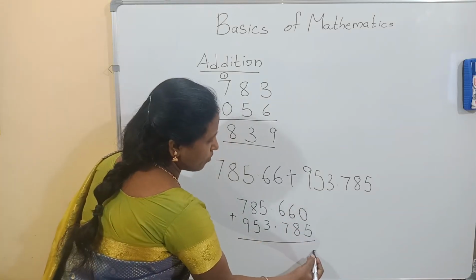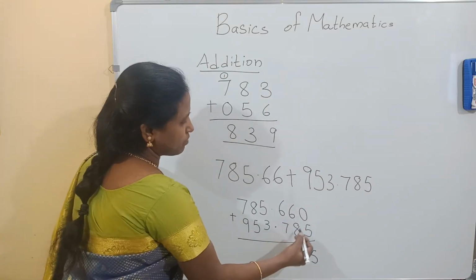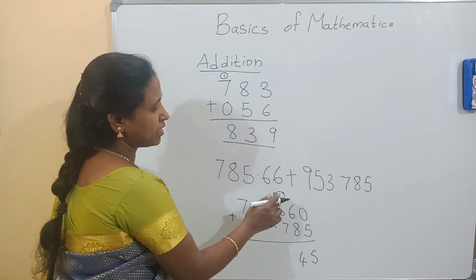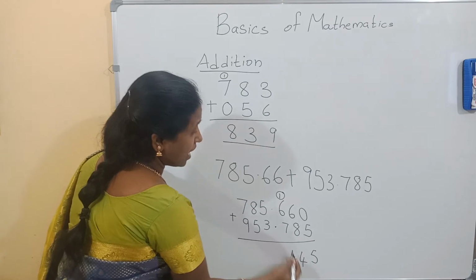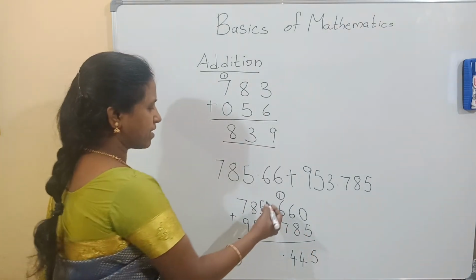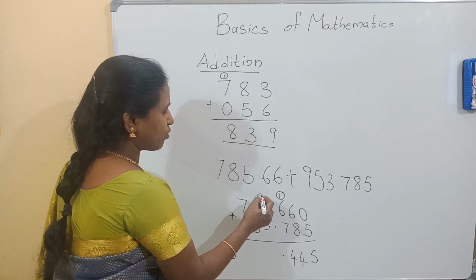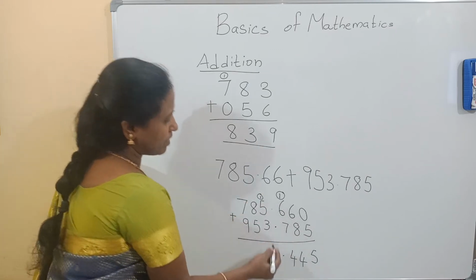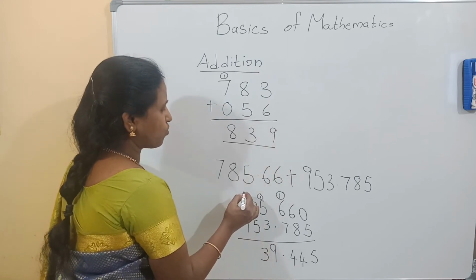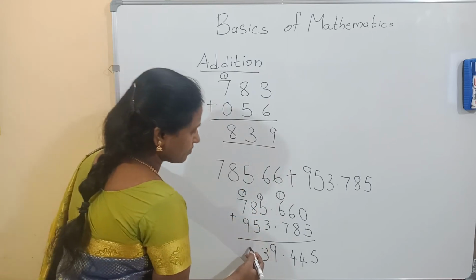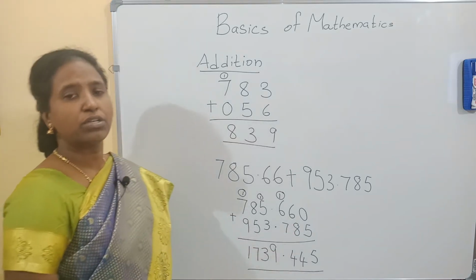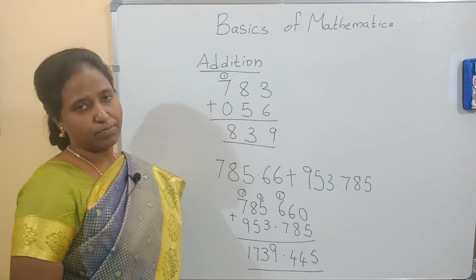Right? 5 plus 0, 5. 6 plus 8, 14. 6 plus 7, 13, plus 1, 14. Again, point below the point. Yes. And then 14, here carry 1. 5 plus 3, 8, plus 1, 9. 8 plus 5, 13. Carry 1. 8 plus 9, 17. Right? This is how we do the addition with decimals.